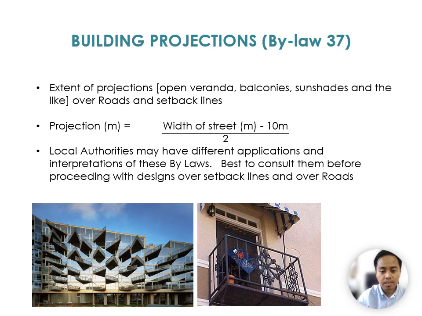How to calculate the projection limits? Based on by-law 37, projection in meters equals the width of the street in meters minus 10 meters, divided by 2. So from here, you're going to get in between 600 mm to 1500 mm. It depends on the width of the streets. However, local authorities may have different applications and interpretations of these by-laws. It is best to consult them before proceeding with design over setback lines and over roads.